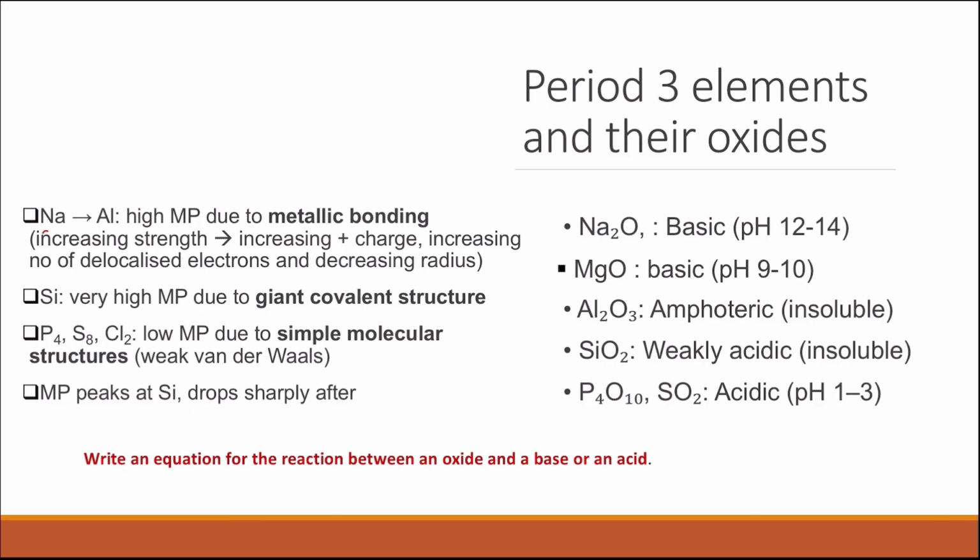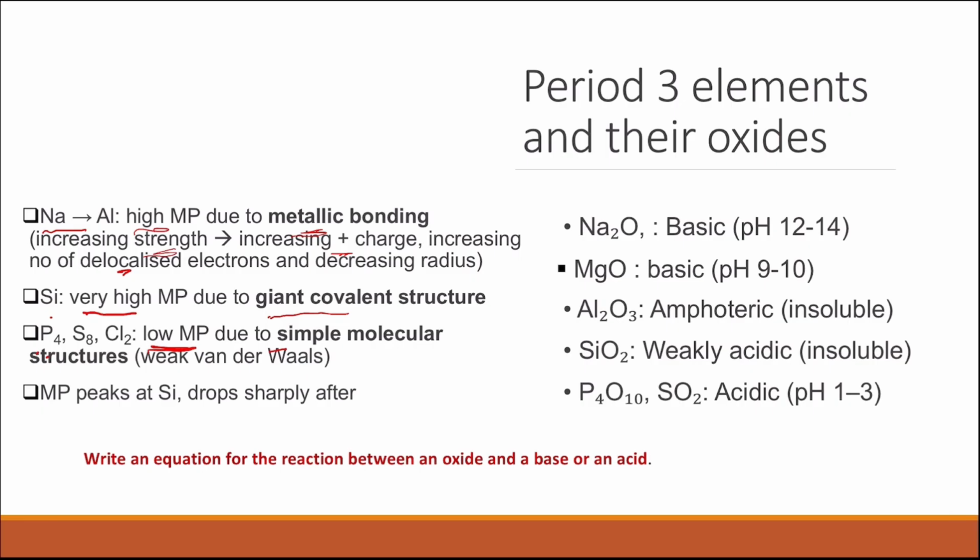So remember, from sodium to aluminum, high melting point due to the metallic bonding. You have to explain the increase in the strength of the metallic bonding by the increasing positive charge and number of delocalized electrons. Silicon has a very high melting point because it's a giant covalent structure. Phosphorus, sulfur, and chlorine all have low melting points because they have simple molecular structures. So they have weak van der Waals forces of attraction.